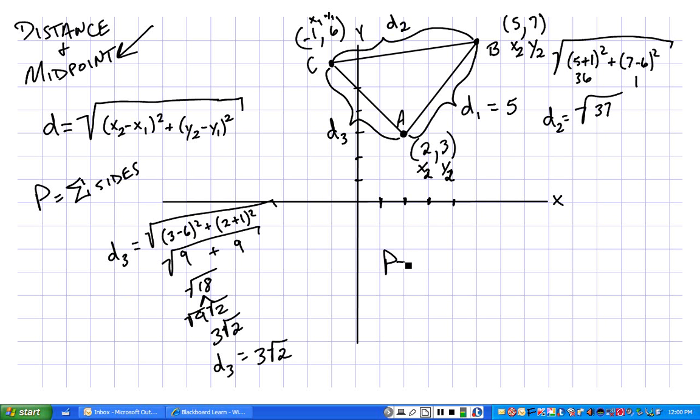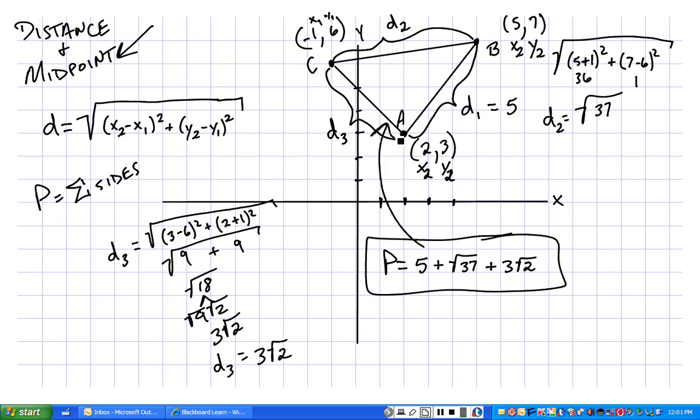So the perimeter would be D1 plus D2 plus D3, and that would yield the perimeter of triangle ABC. There you have it. Alright, so that pretty much sums up everything you need to know about distance and midpoint.